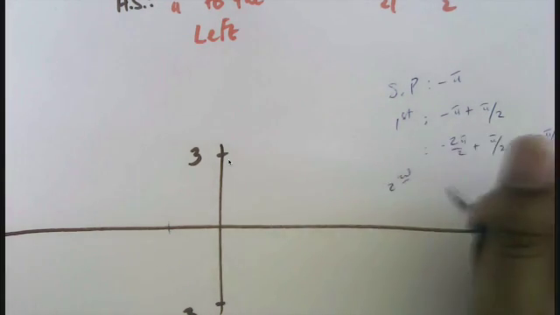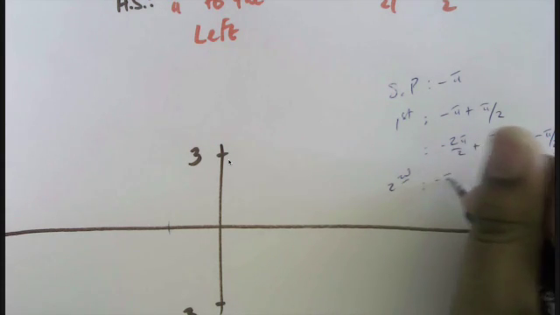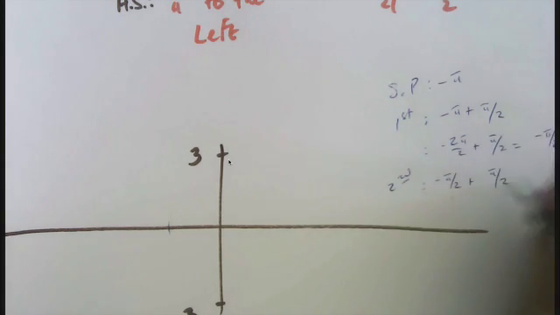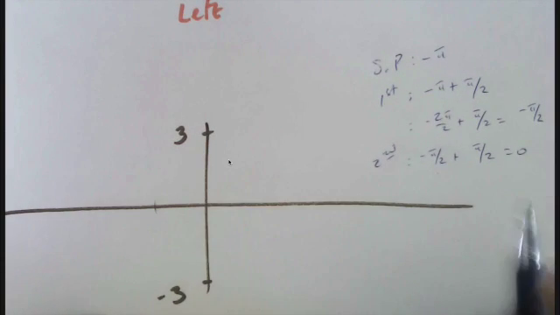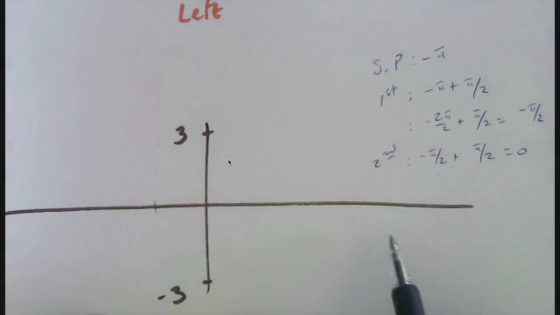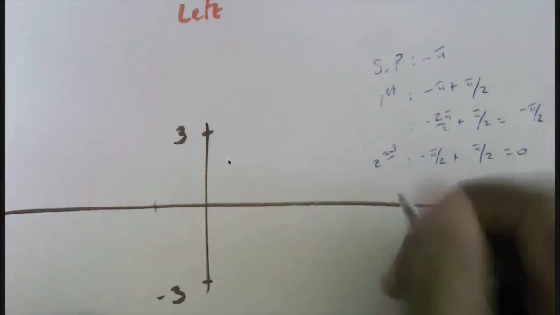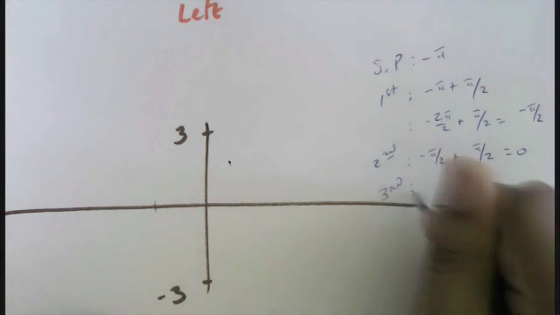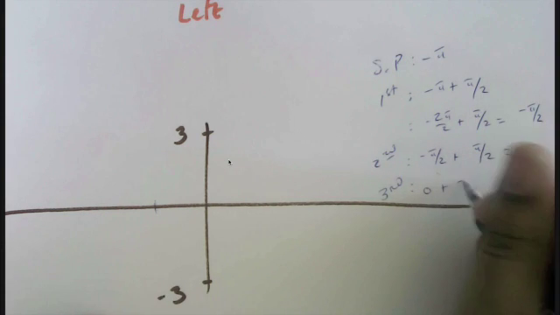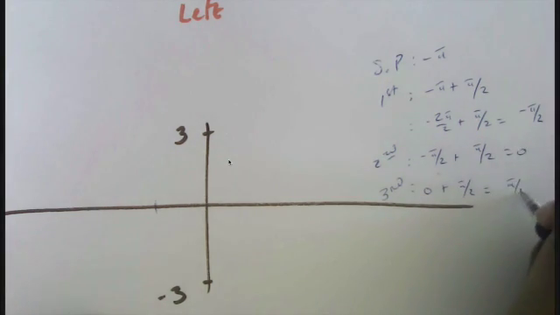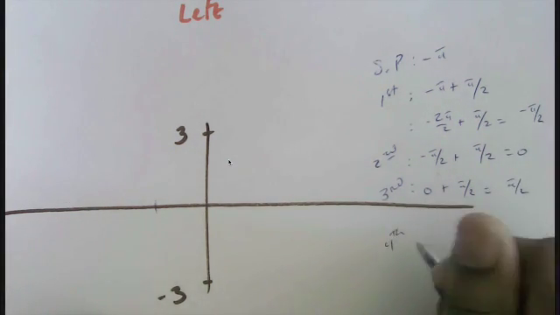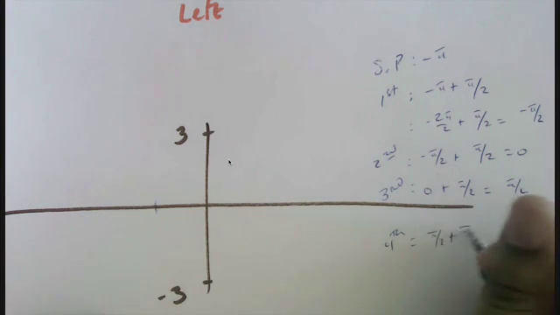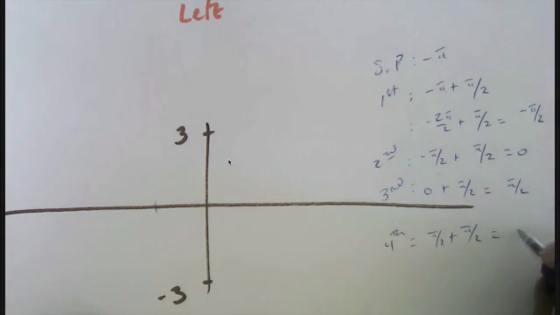My second point will be negative pi over 2 plus pi over 2. That's going to give me 0. How many of these do I need to do? You need 4. The third point will be 0 plus pi over 2. That's going to be pi over 2. And your fourth will be pi over 2 plus another pi over 2, and that's going to be 1 full pi.